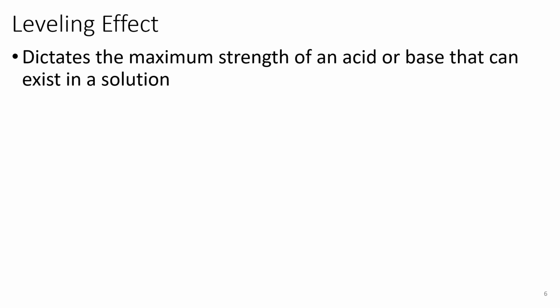With all of this information on predicting reactions, we also need to be able to do a little bit of predicting what species can exist in our solutions. And this is going to go back to the leveling effect. And the leveling effect is going to dictate the maximum strength of an acid or a base that can exist in a solution. And this is going to help us predict when we start talking about reactions, will a reaction happen under certain solvent conditions?